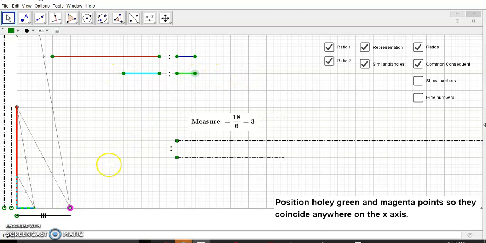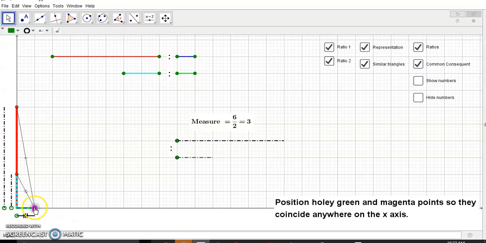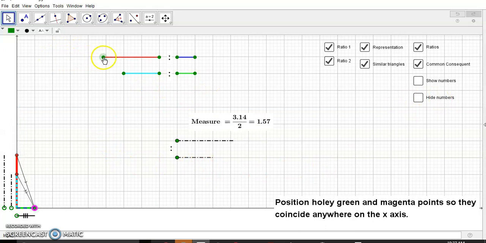Now, as you can see, if we use algebra, we do this in terms of the abstract unit, but this ratio of magnitudes is equivalent in algebra to 6 divided by 2, because they have the same consequent, which is, in this case, just 1. And of course, we could move these to coincide anywhere along the x-axis. Now, that's one example.